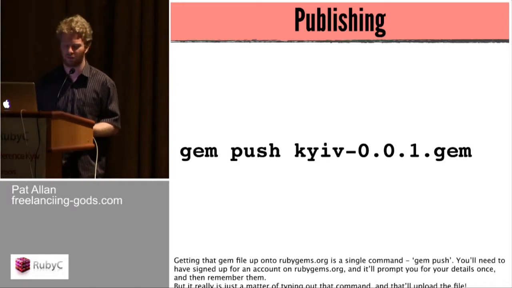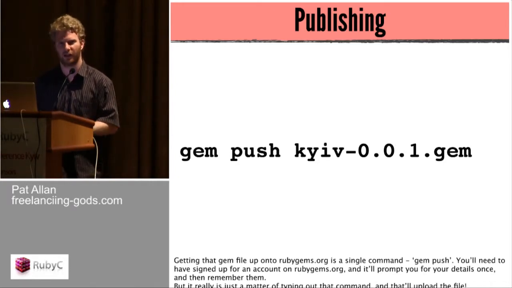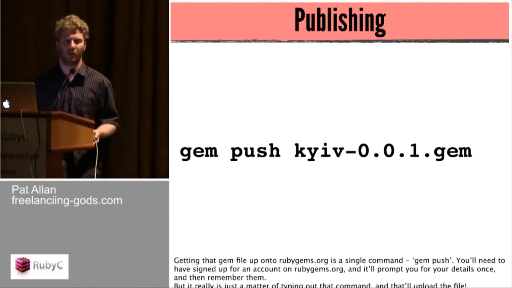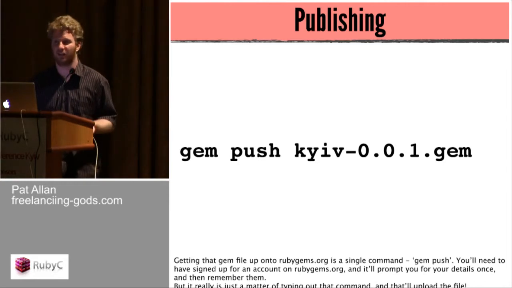And that's just a really simple gem push, and then the path to that gem file you've just built. Now, when you run that, it'll ask you for your username, your email and password from rubygems.org. It will remember those details, so you only really need to enter them once, or perhaps every time you reinstall an operating system. And that's it. It just uploads the file itself, and it's done. Within a few seconds, anybody will be able to install that gem that you just published.